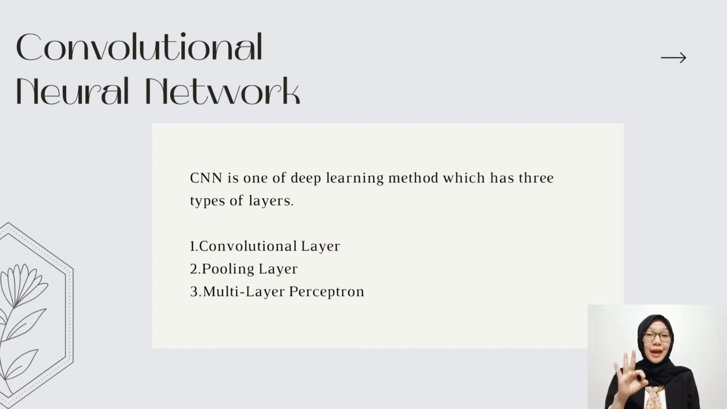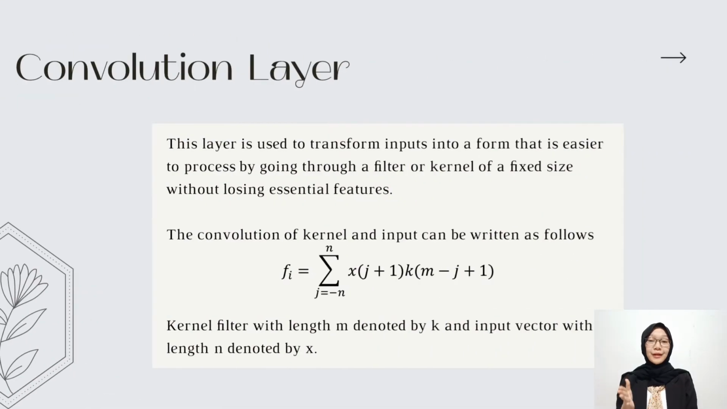CNN has 3 types of layer: convolutional layer, pooling layer, and multi-layer perceptron. First, and the main layer, is the convolutional layer. The convolutional layer is used to transform input into a form that is easier to process by going through a filter or kernel of a fixed size without losing essential features. The convolution of kernel and input can be written as follows. K is the kernel filter with length m, and x is the input vector with length n.